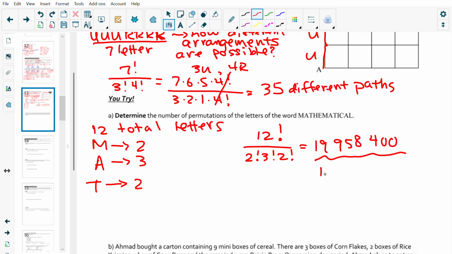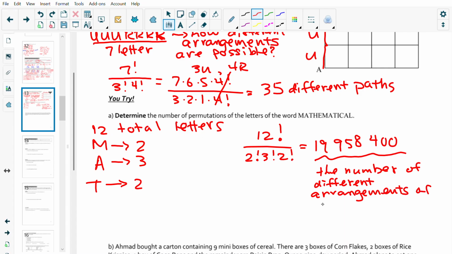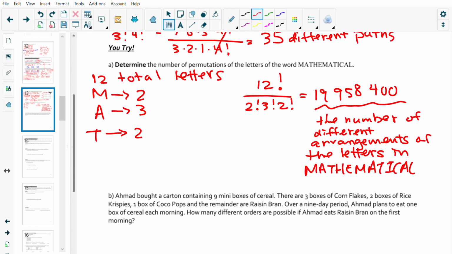This is the number of different arrangements of the letters in mathematical. That's the key, number of different arrangements. It's important to stop here and think, right? What do you mean by different arrangements of the letters mathematical?